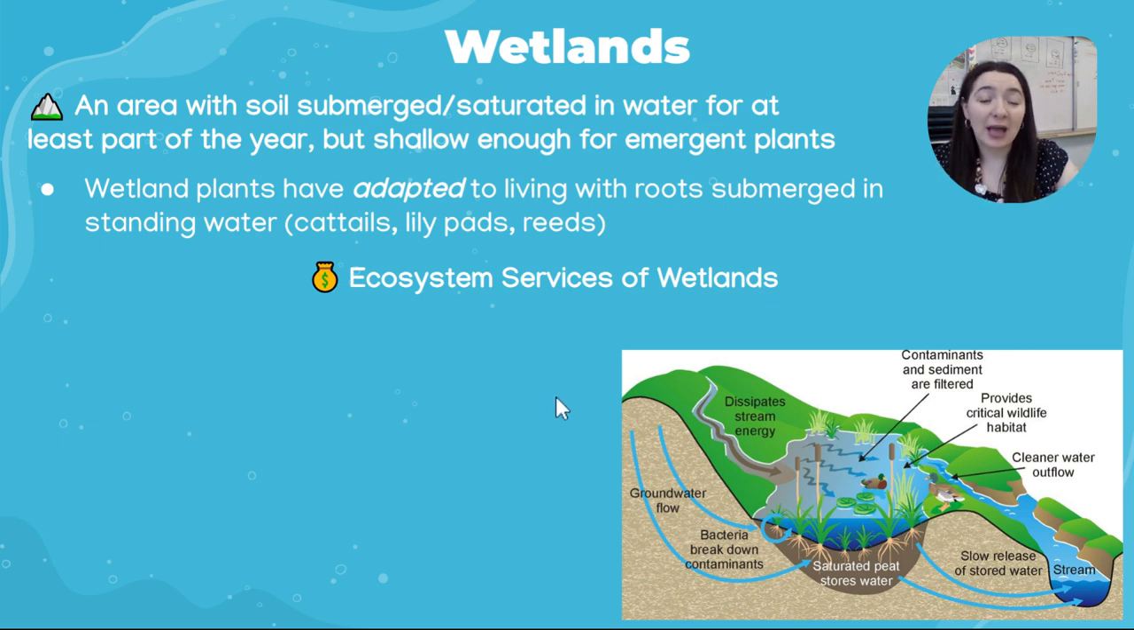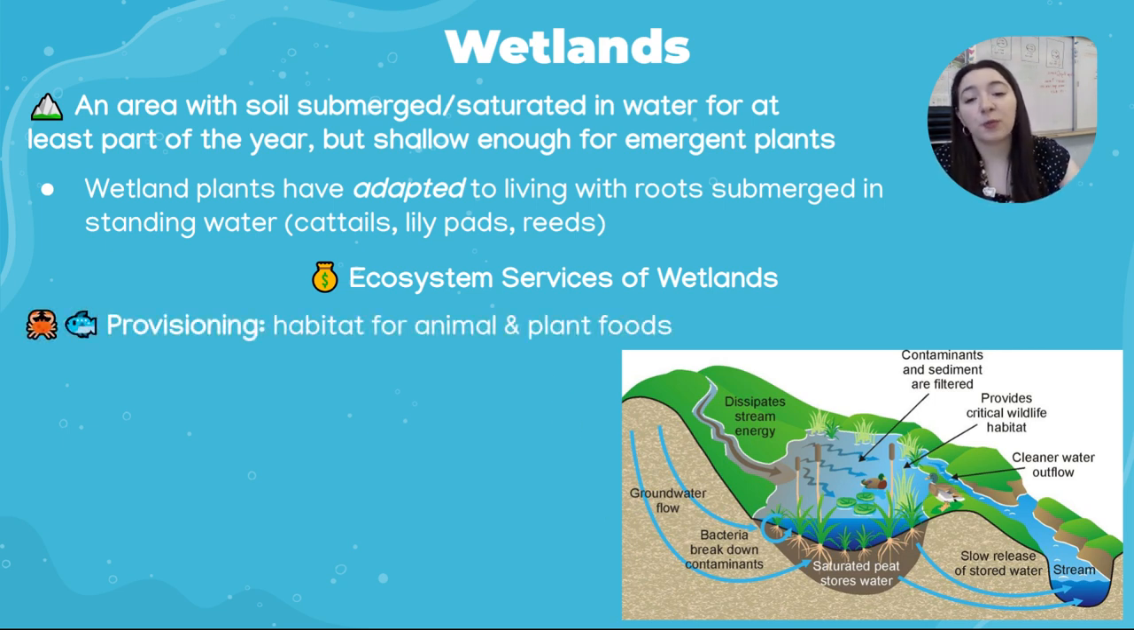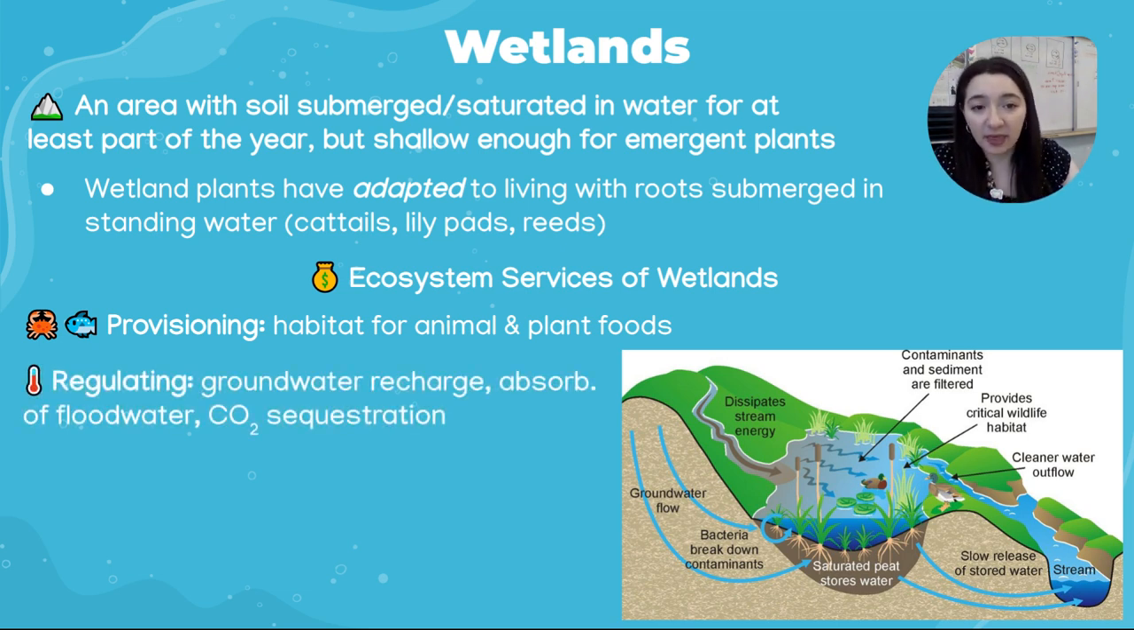Wetlands also have a variety of ecosystem services. For provisioning, they provide a habitat for animal and plant foods. For regulating, they help with groundwater recharge. Remember, the majority, if not our primary source, of fresh water comes from the ground, which is why it's so important that we do not have such high percentages of impervious surfaces, so we can have groundwater recharge. Wetlands help with groundwater recharge because they absorb a lot of precipitation and flood water and help bring it back underground into aquifers. They also help with carbon dioxide sequestration.